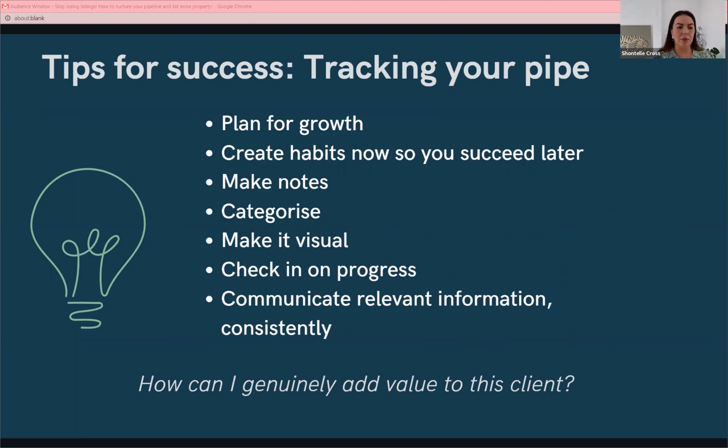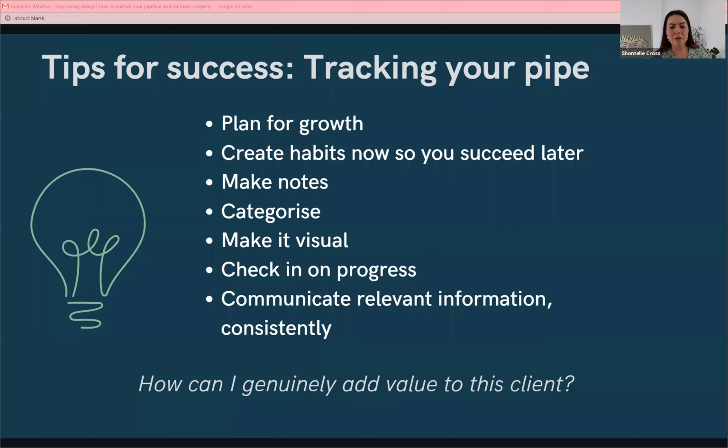But I guess before we jump into that, lots of agents that we work with have a pipeline, like I mentioned before, and they keep it on their phones, in their heads, in their diary, wherever. But tracking your pipeline means you can be efficient at it. You can be better at it. The key with planning for growth is that you're not going to remember the detail of every communication or every piece of information when you've just got it in your head, or you've just got the list in your phone but you've got no notes on it.